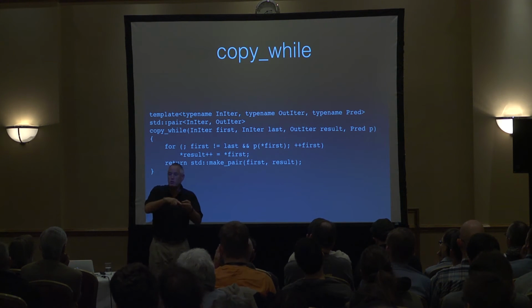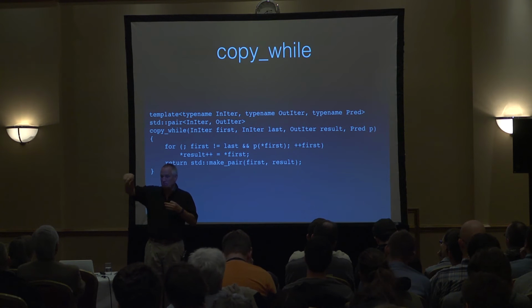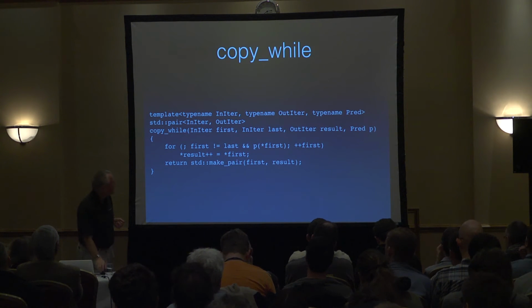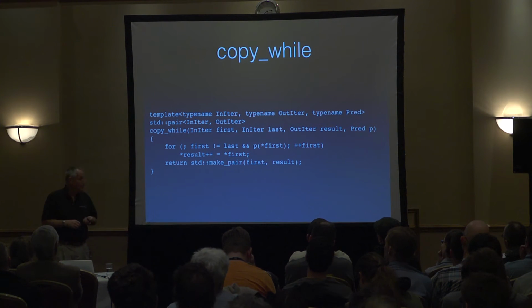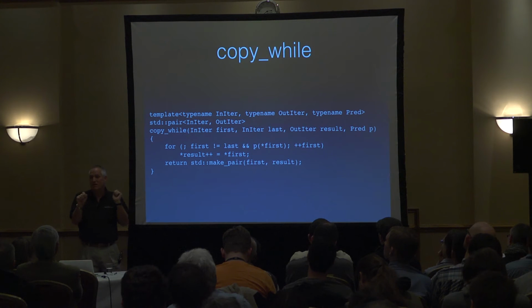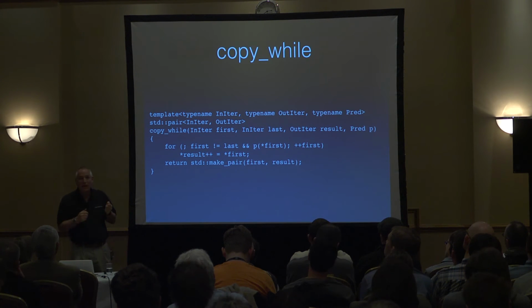And obviously you can turn that around by turning the predicate around. You could implement copy if not by playing with the condition. But I don't think there is a copy if not, because you just change the condition. There are also cases where you want to copy some stuff out of a sequence as long as a condition is true, CopyWhile, or until a condition is true, copy until, say.